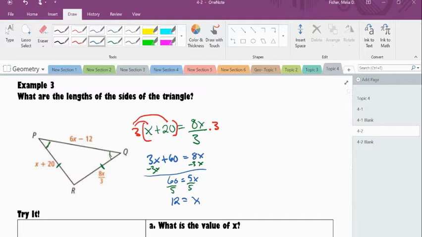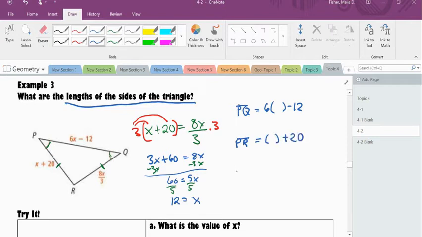So now that we know what x is, we actually want to find the lengths of the sides of the triangle. So to find PQ, we can just plug in 6 times x minus 12. And on PR, we're going to plug into x plus 20, and QR, we will plug in 8 times x over 3. And so we are plugging in 12 for x.